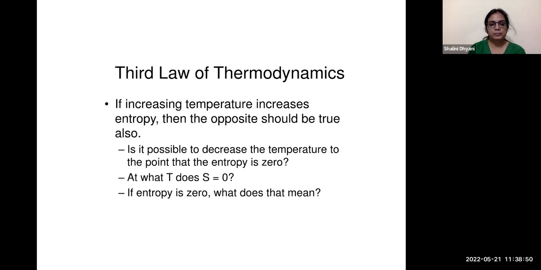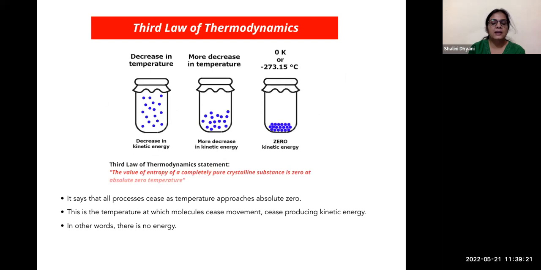Then the opposite should be true. If the third law says that if we increase temperature, that increases randomness, it is also possible to decrease the temperature and to reach entropy that is sub-zero. So this law says that if we are increasing the temperature, we are increasing the entropy. So this also means that if we reduce the temperature, we will reduce the entropy. So what does it mean if entropy is zero? As I mentioned, the third law of thermodynamics says that entropy can only be zero when we cool a system to sub-zero level. So sub-zero level is minus 273 degrees centigrade.